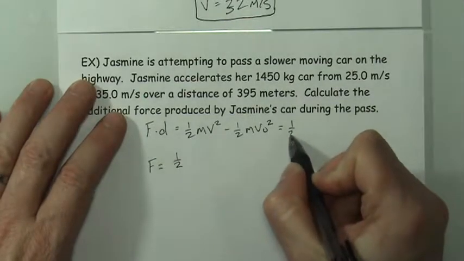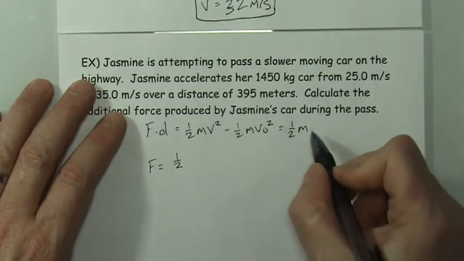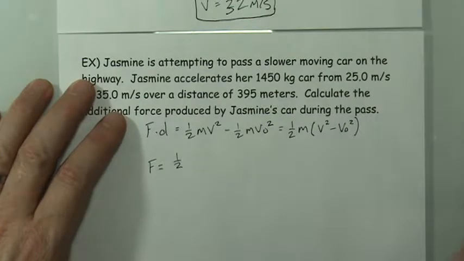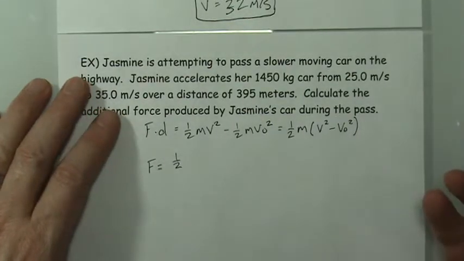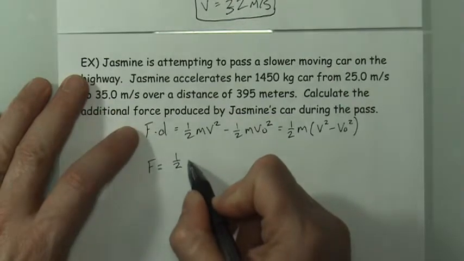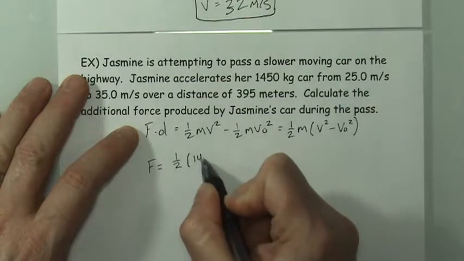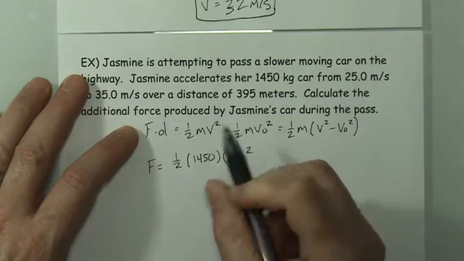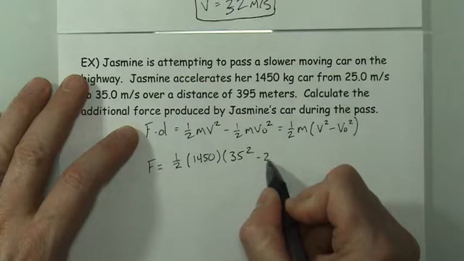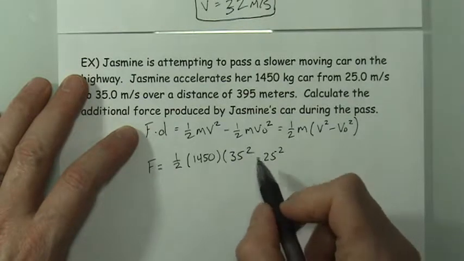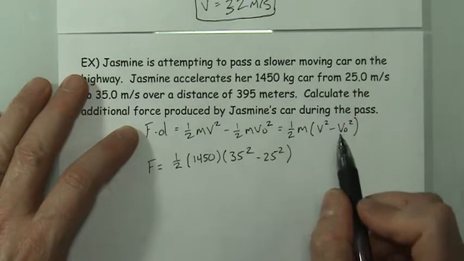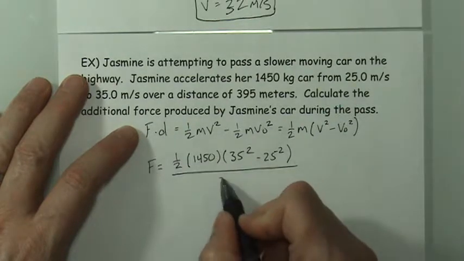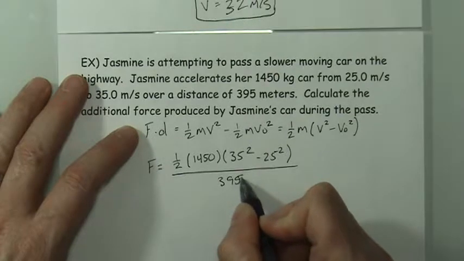But what I can do is factor out the 1/2 m, since that appears in both of them, and then I can do v squared minus v naught squared. That makes it a little bit easier to make the calculation. It's not required, but it does make it easier. So 1/2 times 1540 times the quantity 35 squared, the final velocity, minus 25 squared, which is the initial velocity, and then that all needs to be divided by the distance, which was 395 meters.